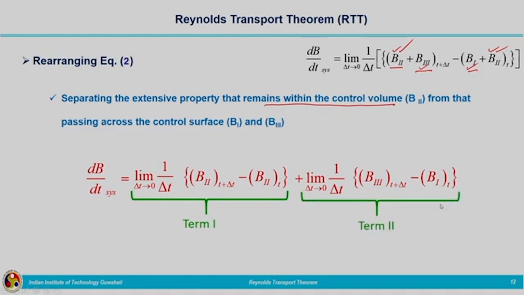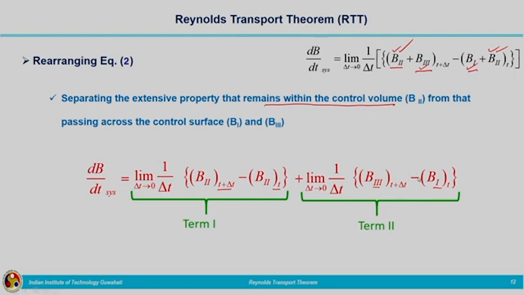Here you can see two separate terms. That is why we are calling the first term term 1 and the second one term 2. In term 1, you clearly observe we have the extensive property within the control volume at time t plus delta t and at time t. Now coming to term 2, we have the extensive property corresponding to the fluid within region 3 and within region 1.